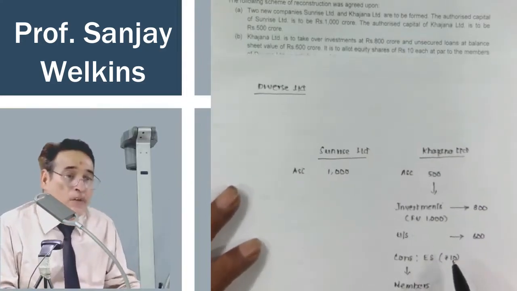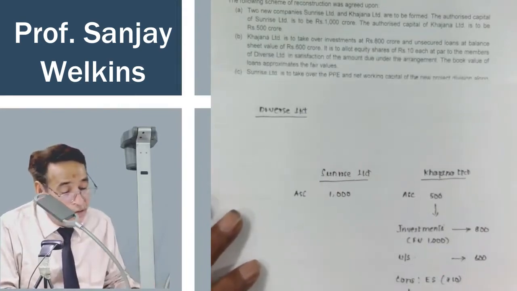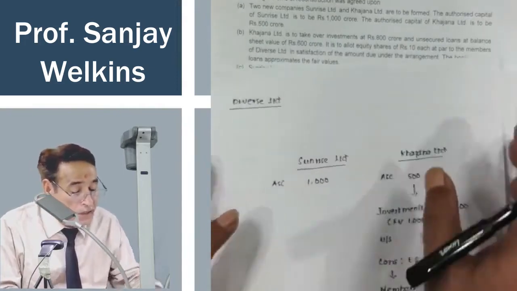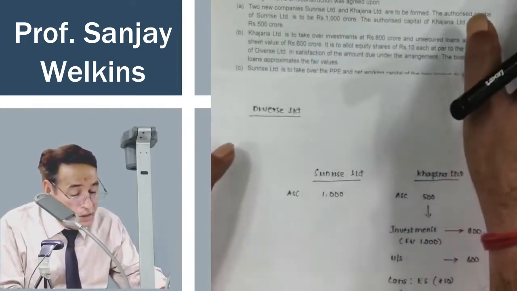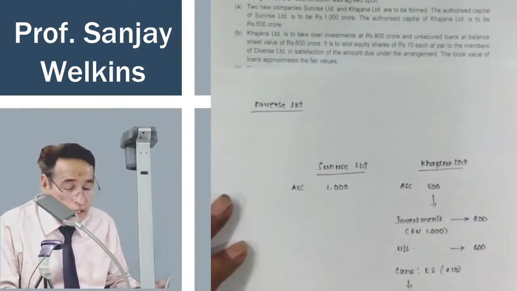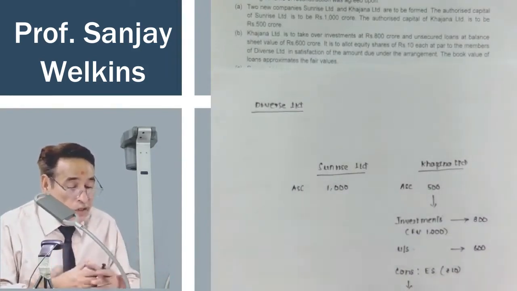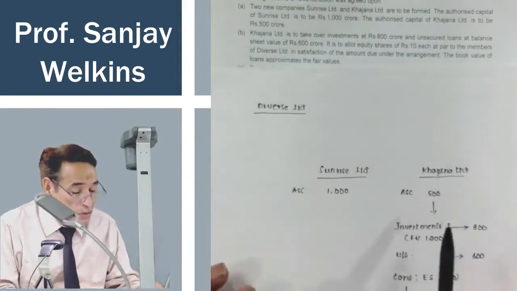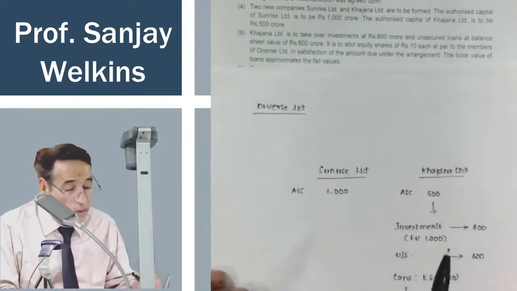However, what is the amount of purchase consideration? That is not given to us so far. The only thing given to us is that Khajana Limited is going to allot equity shares of 10 each at par to the members of Diverse Limited in satisfaction of the amount due under the arrangement. The arrangement is that they are taking over our investment and unsecured loan, that's all.